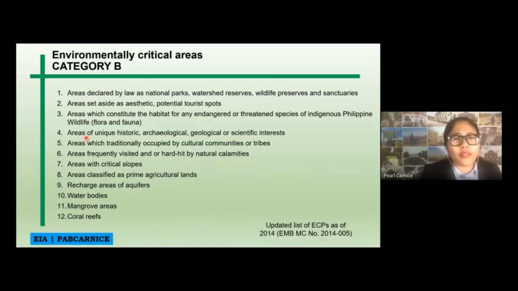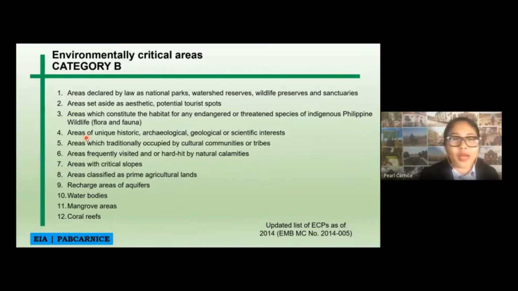As we all know, coral reefs are a very important ecosystem, a shelter and habitat for our fishes and other marine organisms. Before, in my college, as far as I know, coral reefs and mangrove areas were not part of the environmental critical areas.